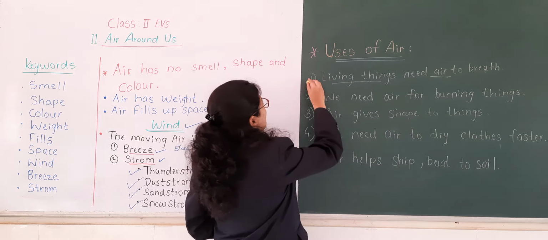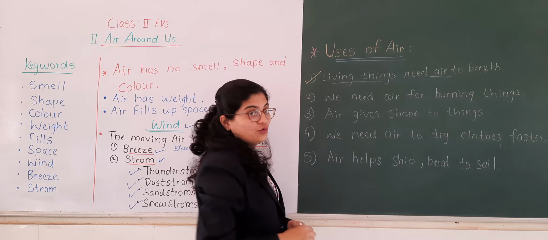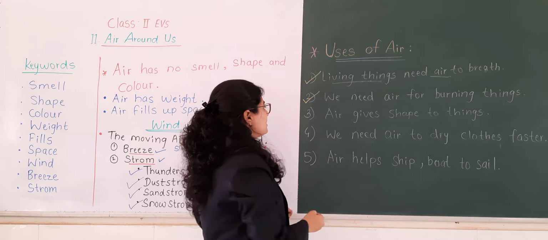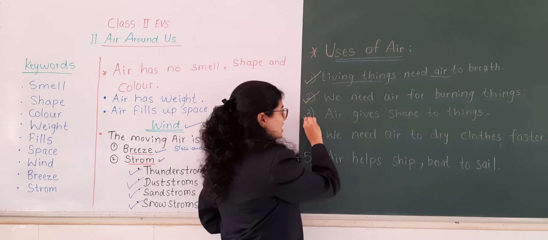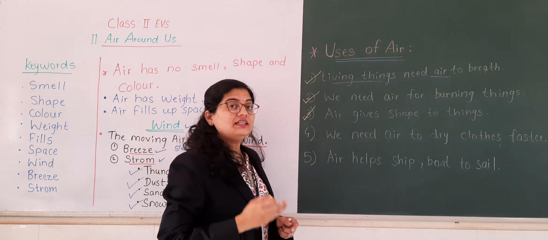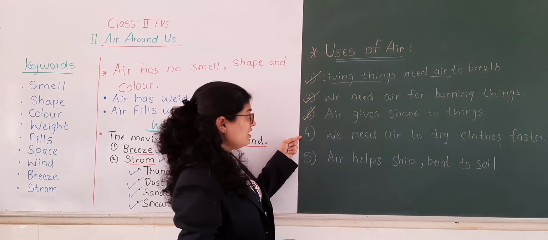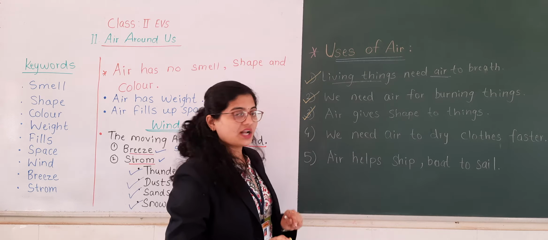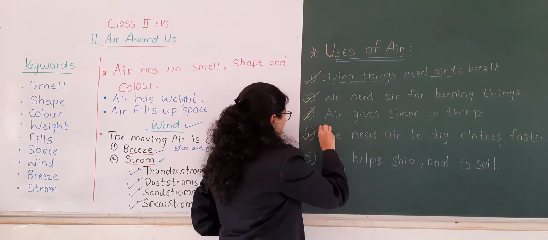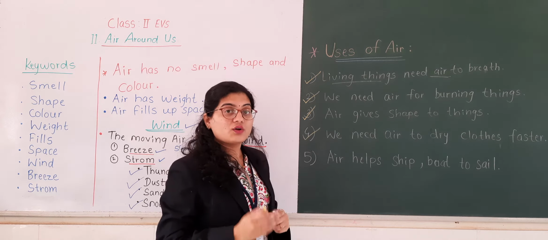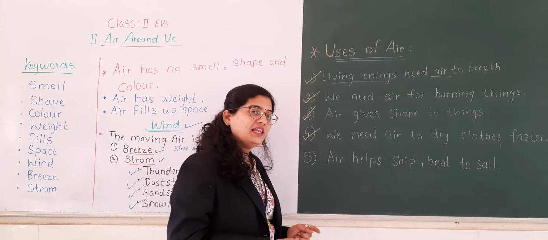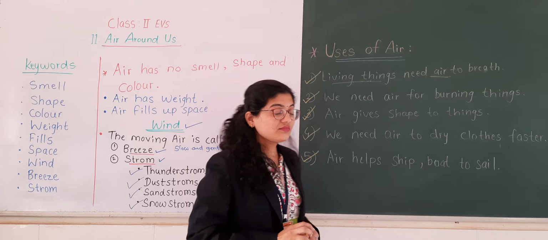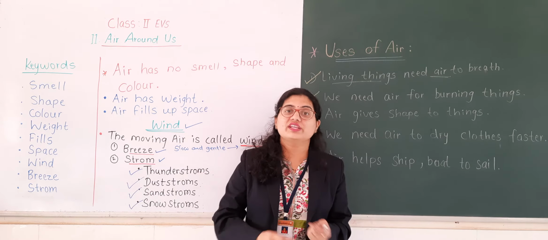What is that? The living things need air to breathe. Then we need air to burn things. Then the third one is air gives shape to different things. Here we also say that we need air to dry up clothes. Okay. Then air also helps us to sail ships and boats. Right, my dear children? Then there is one more property which we have to see.